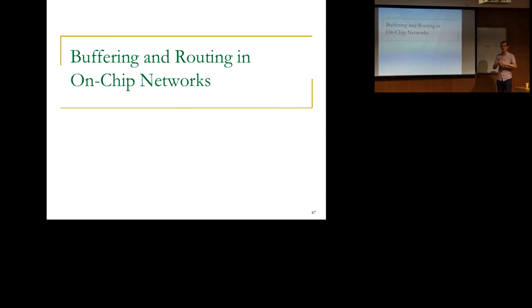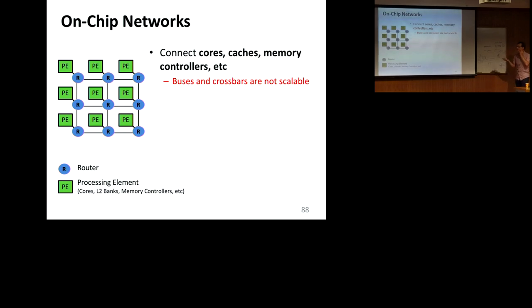So we've talked about interconnects in general. We didn't talk about the off-chip versus on-chip differences that much. So that's what I'm going to start with right now. On-chip, if you want to have a scalable system, you can have a system that looks like this.